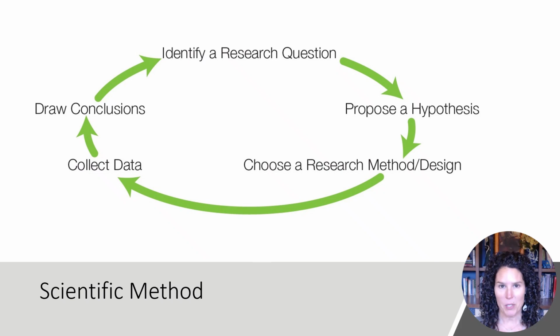Researchers identify a research question they're interested in, like does reading to toddlers improve their literacy in elementary school? Or how far can babies see? Or are affairs more common for men than for women? And then they propose a hypothesis, like what they think they're going to find. And this kind of helps guide their research methods in their design, which they then choose.